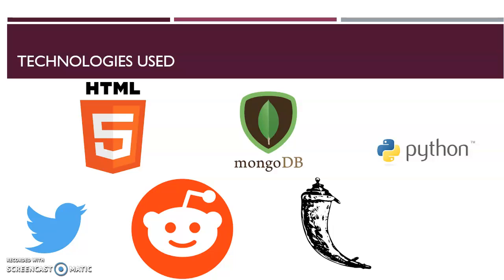So this is how the functioning of a web application usually takes place. The technologies I have used for building my web application are HTML, MongoDB, Python, Flask, Reddit, and Twitter, which are the two applications on which I have been performing my data functioning. For Twitter I have been using TweetPy, and for Reddit I have been using PRAW.